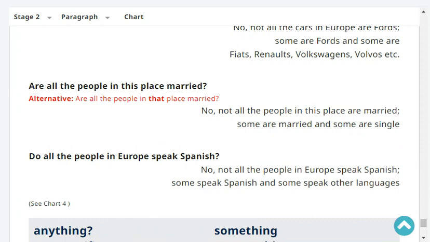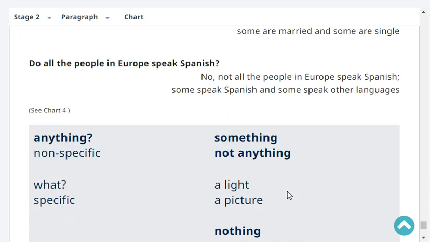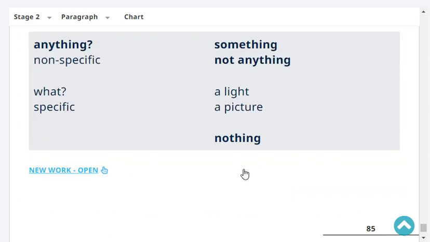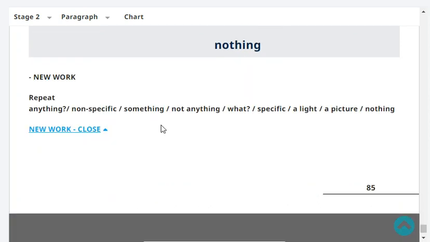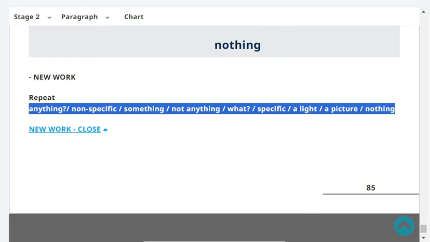Are all the people in your place married? No, not all the people in my place are married. Some are married and some are single. Do all the people in Europe speak Spanish? No, not all the people in Europe speak Spanish. Some speak Spanish and some speak other languages. Very good.